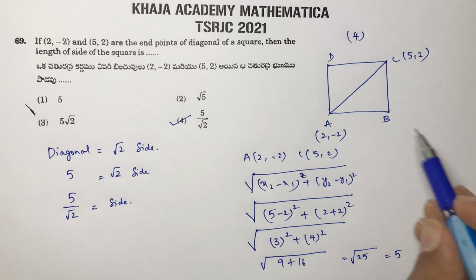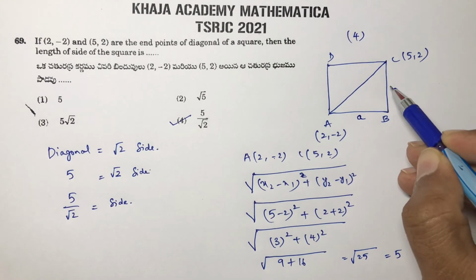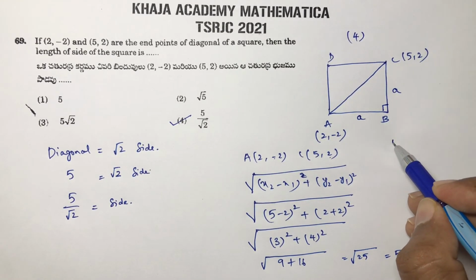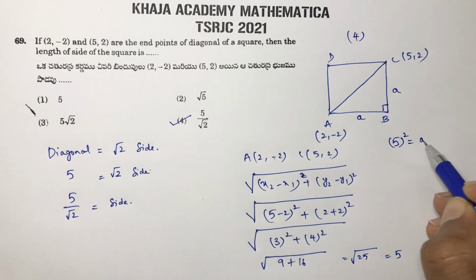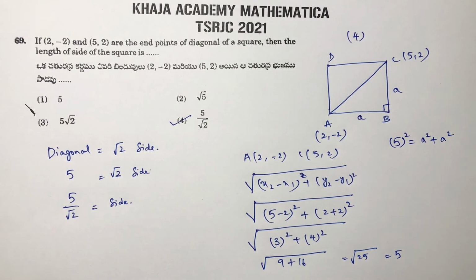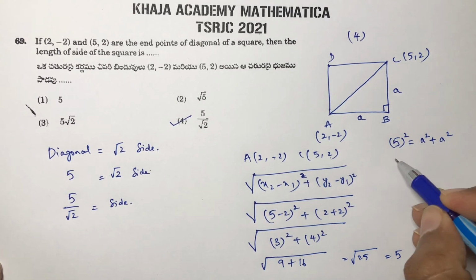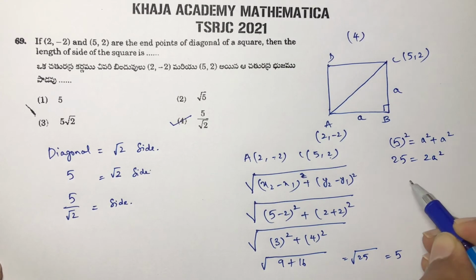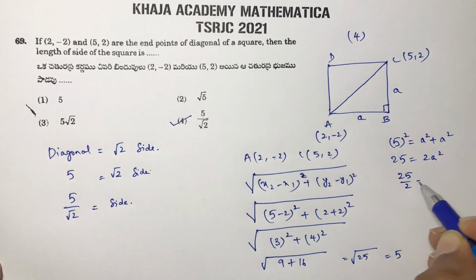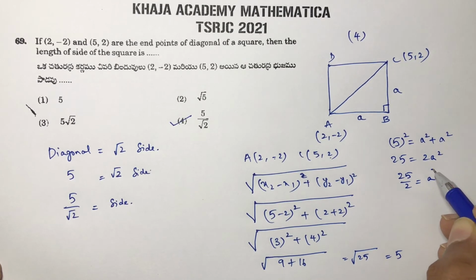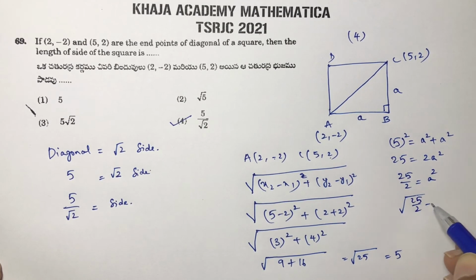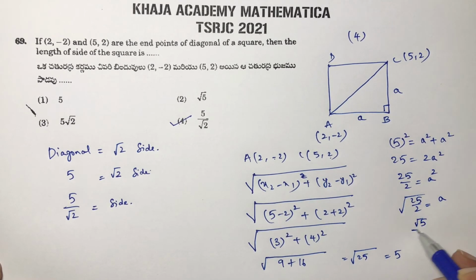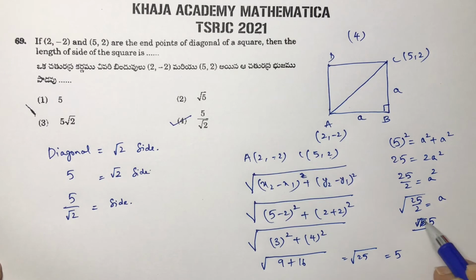Another method is you can apply the Pythagoras theorem. Here you can consider the side as A. So hypotenuse square, which is 5 square, equals A square plus A square. So it will become 2A square. 25 equals 2A square. So 25 by 2 equals A square. So under root, 25 by 2 is A. Root 25 is 5, root 2 is root 2. So the side is 5 by root 2. The correct option is 4.